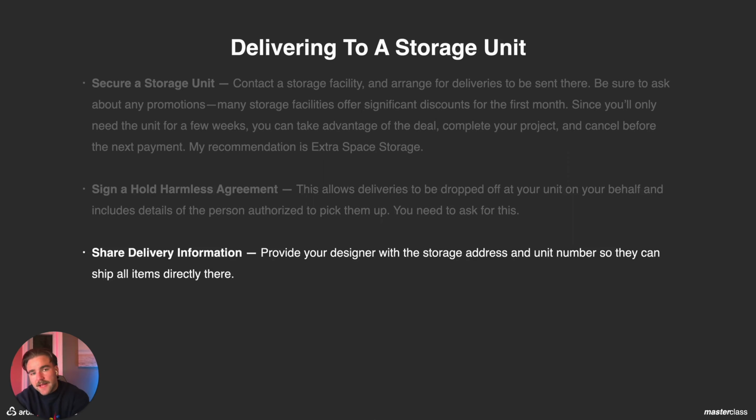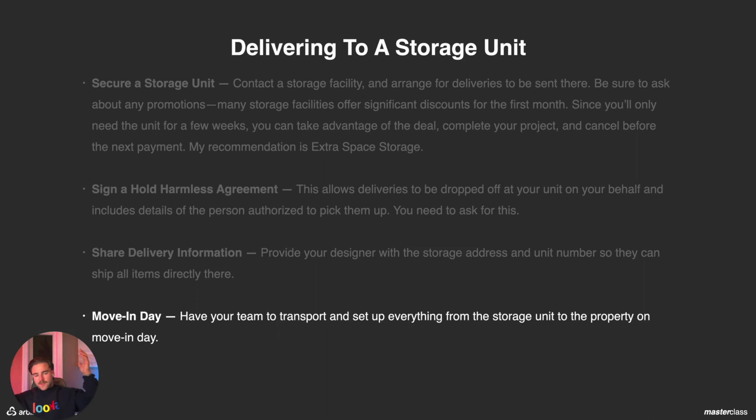That's it. After that, you just share delivery information. So you provide your designer with the storage address and unit number, so they can ship all the items directly there. They just add it to their Amazon, their Wayfair as an actual address, and they'll ship it right there, right into your unit, and that's it. Then on move-in day, your team just shows up, transports all the stuff from the storage unit to the unit, and begins setup.